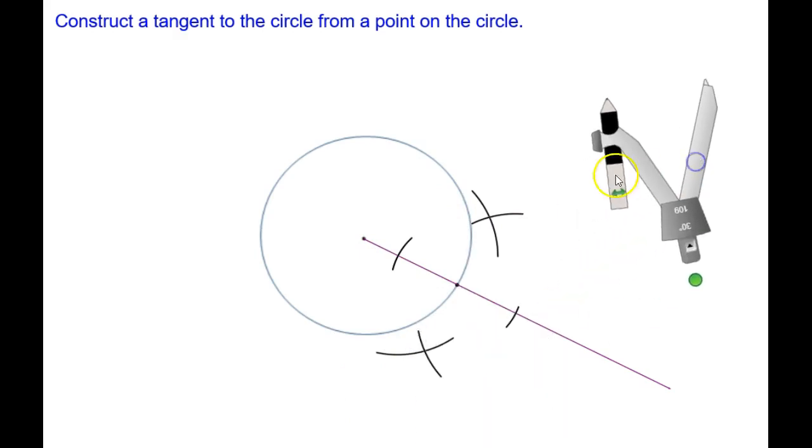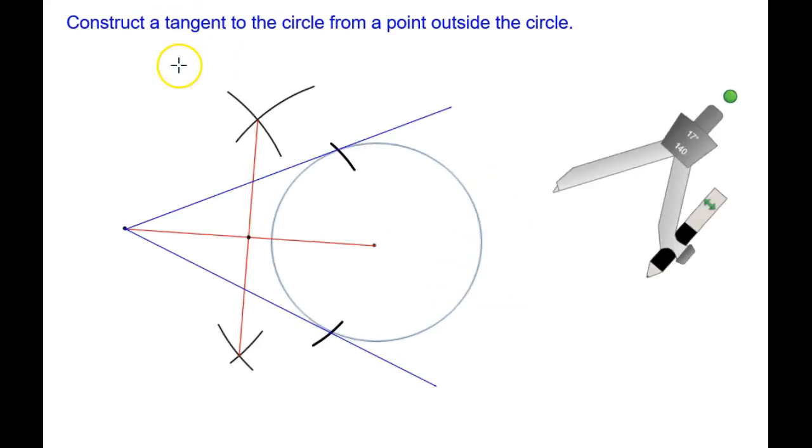Now we have all of our arcs constructed. We need to make a segment or a line that goes from this point of intersection through to the other point of intersection, and that will go through that point on the circle and will be our tangent line. So now I construct that line. We have a tangent to the circle that goes through the point on the circle.